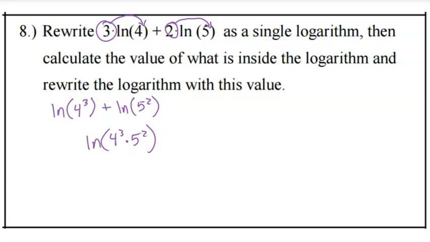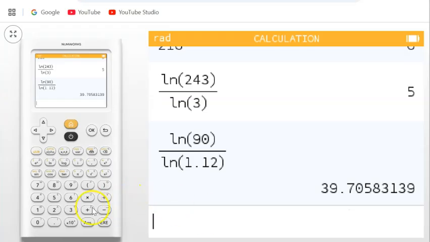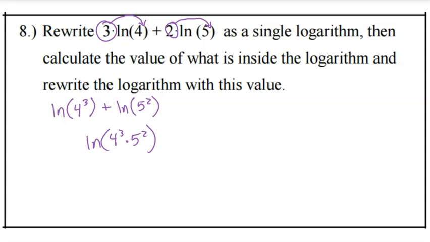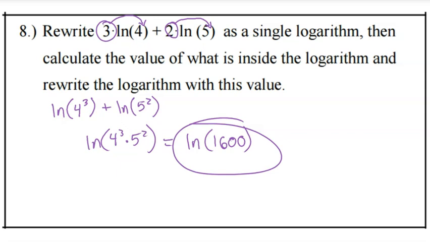Then it says then calculate the value of what is inside the logarithm and rewrite the logarithm with this value. All we have to do is calculate 4 to the 3rd power times 5 to the 2nd power. And we can do that with a calculator. We'll just do 4 to the 3rd power times 5 squared. And we get 1,600. So this is going to be the same thing as the natural log of 1,600. And that is what they asked us to do, and that is the final answer.